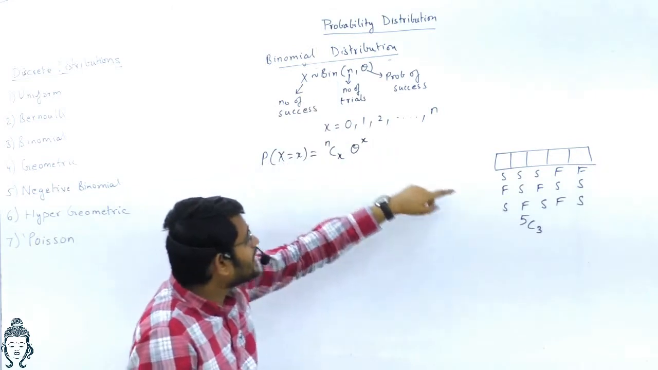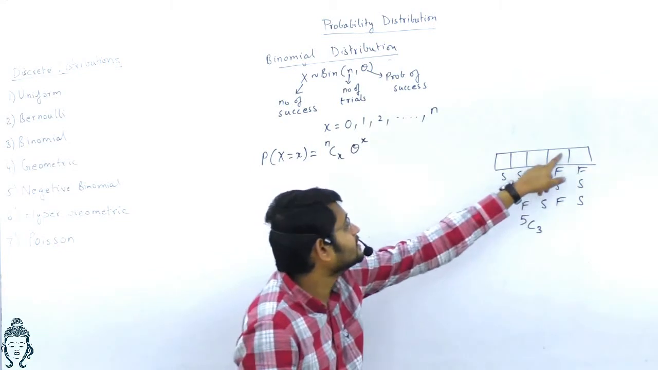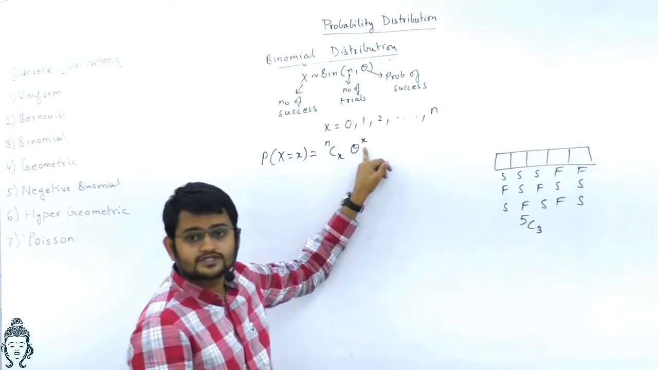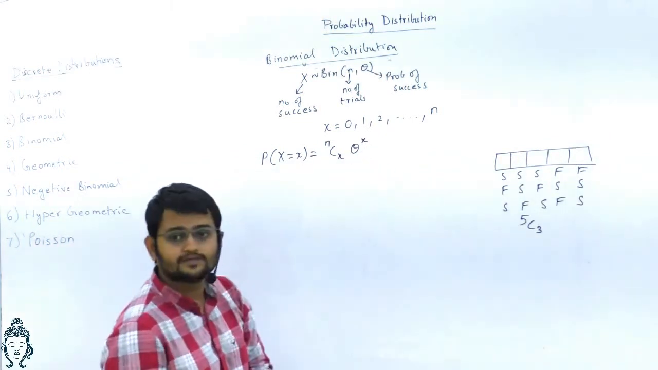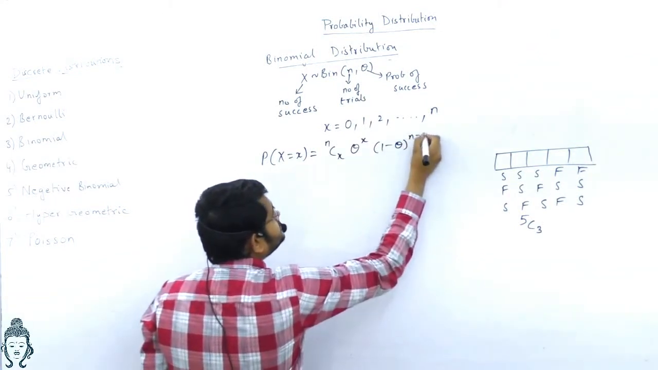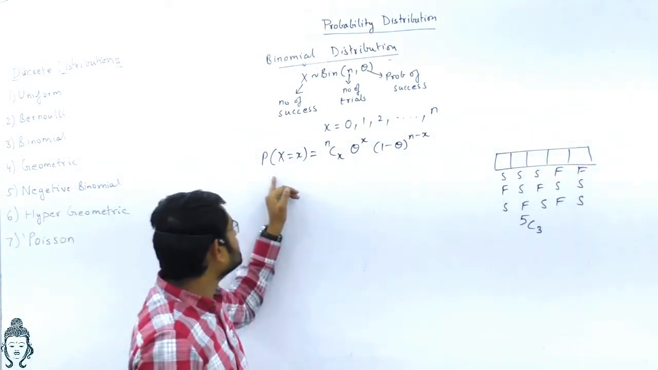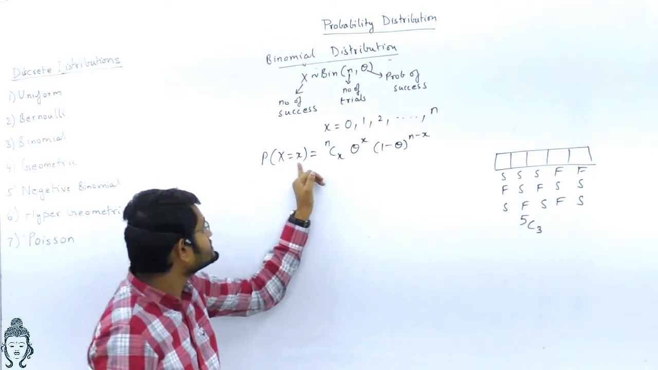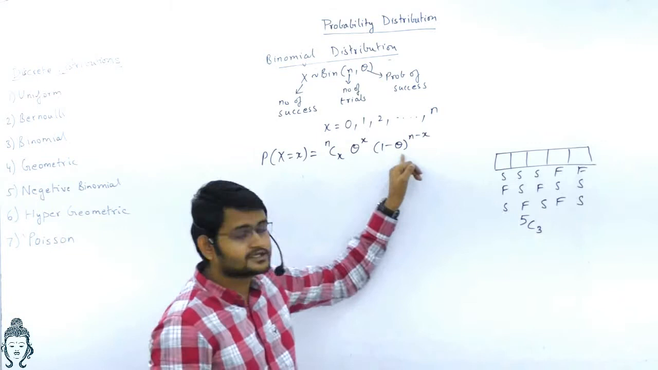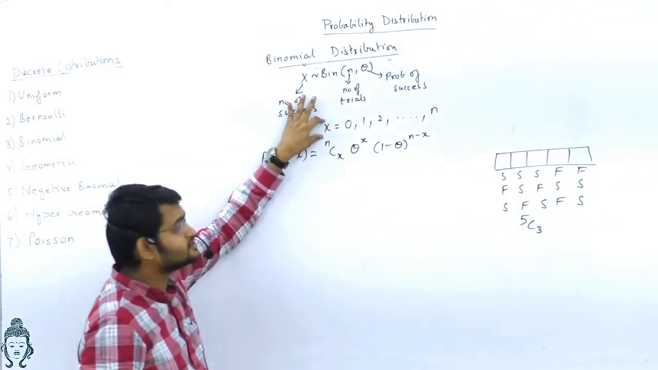So basically, the probability of the first being a success is theta, the probability of the second being a success is theta, and similarly the probability of this being a failure is 1 minus theta. So x successes will have theta raised to x, multiplied by n minus x failures. So out of n trials, the probability that I am going to get x successes is nothing but nCx theta raised to x, 1 minus theta raised to n minus x, where x can be anywhere between 0 to n.